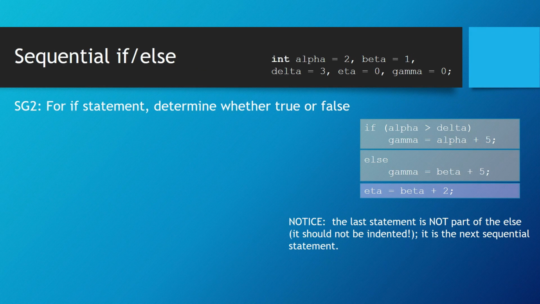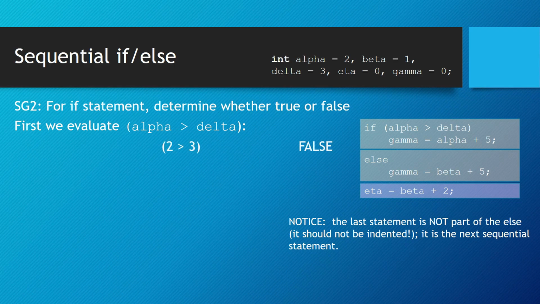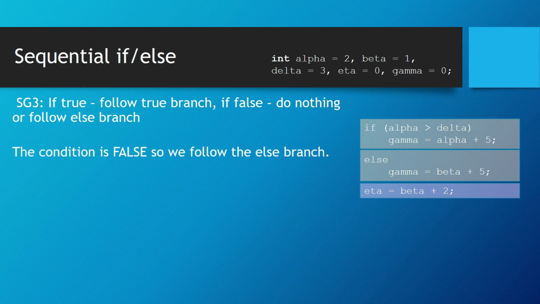For subgoal 2, we determine if the statement is true or false. Alpha is assigned the value of 2. Delta is assigned the value of 3. 2 is not greater than 3, so this statement is false. Since the condition is false, we follow the else branch. Beta has a value of 1, so gamma becomes 1 plus 5, or 6.